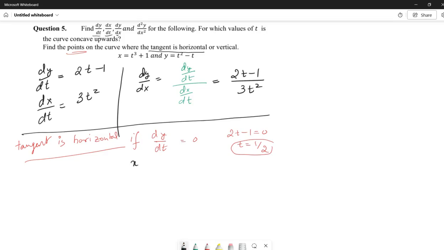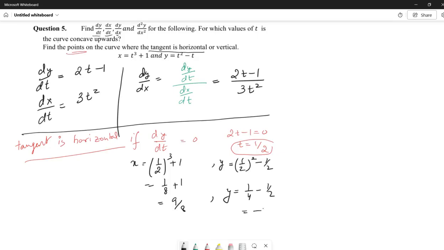So we will need to find x at t equals half, so half cubed plus 1, and y at half squared minus half. That's 1 by 8 plus 1, basically 9 by 8. And y would be 1 by 4 minus half, basically negative 1 by 4. So the point where the tangent is horizontal is 9 by 8, negative 1 by 4.